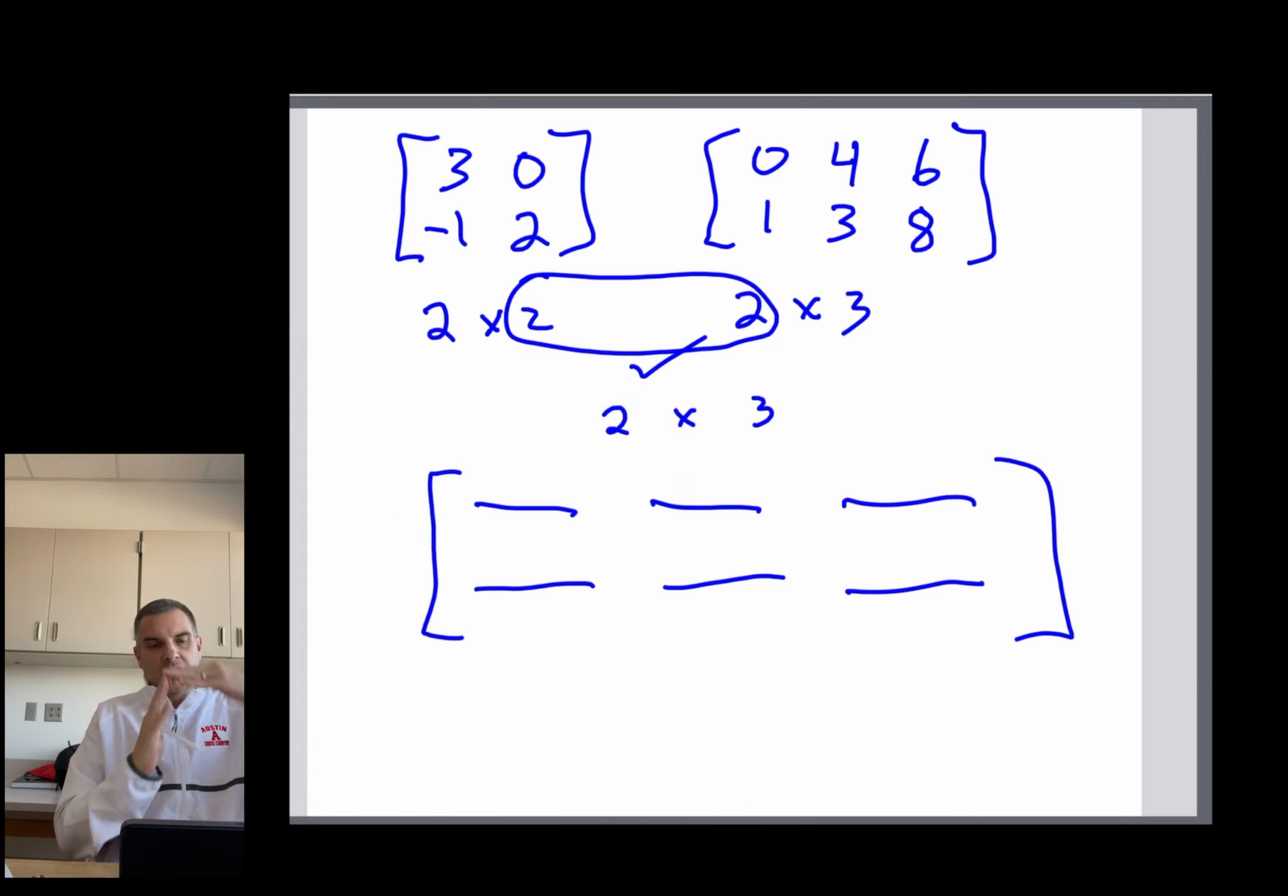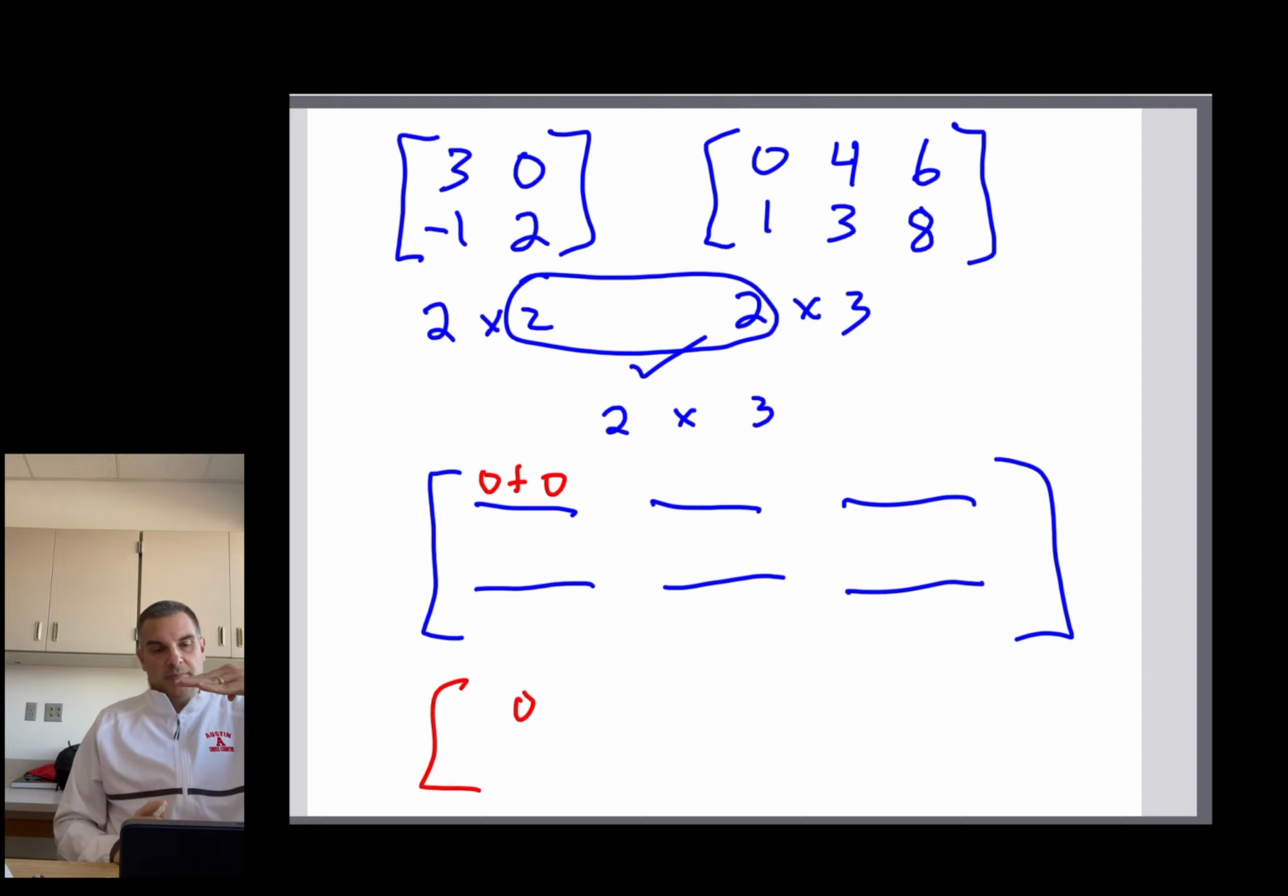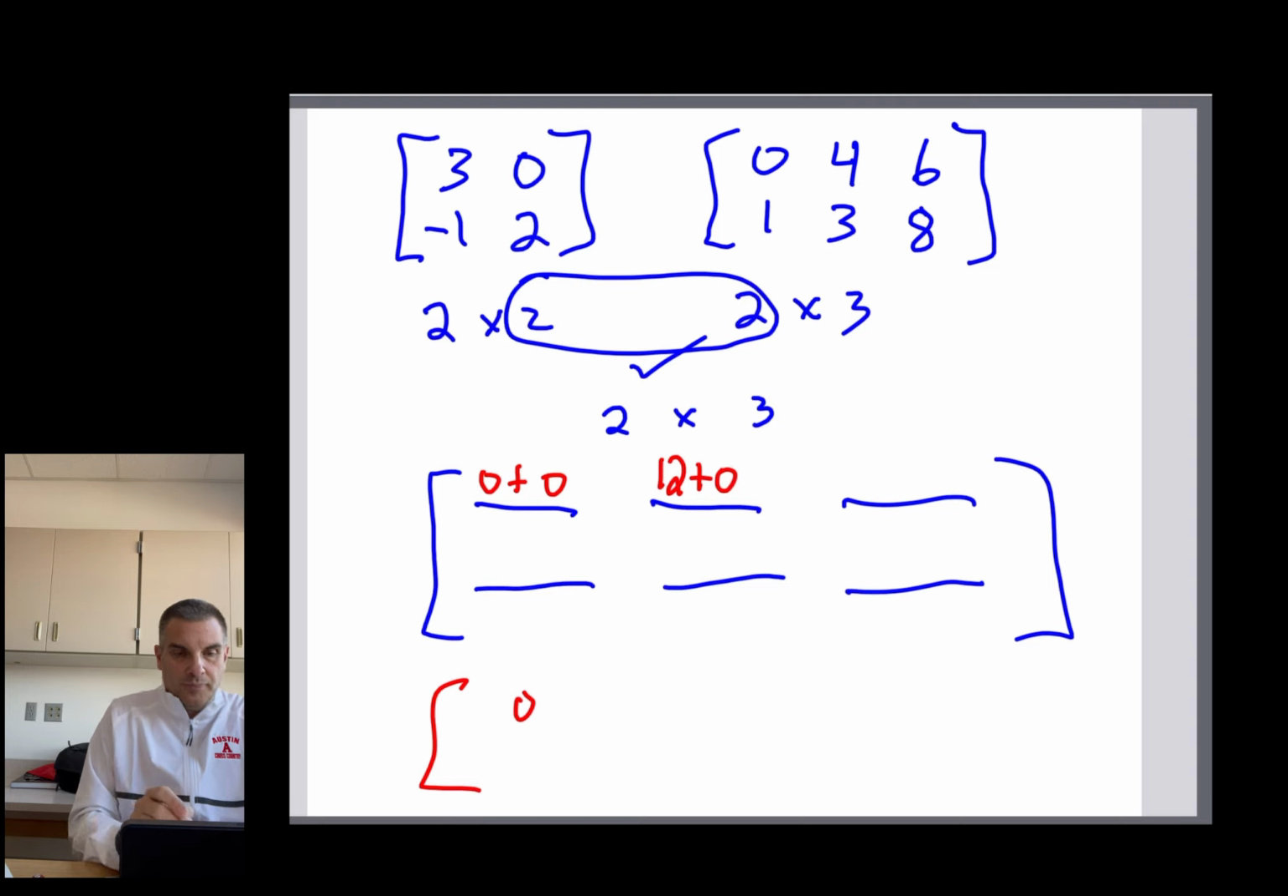Rows times columns. And I'm just going to go 3 times 0 is 0, plus 0 times 1 is 0. So my first element is going to be 0. Now I'm going to keep going across. So first row, second column. 3 times 4 is 12. 3 times 0 is 0. So 12 plus 0. First row, third column. 3 times 6 is 18. 0 times 8 is 0. So there I've got the top taken care of.